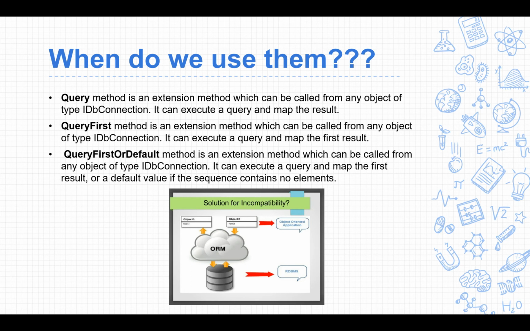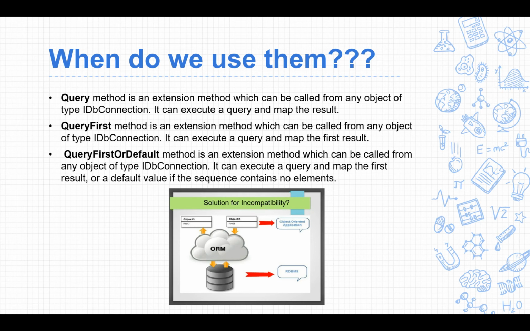For example, if the query returns the total number of rows in a table, then we can use QueryFirst or QueryFirstOrDefault. Or if we're trying to compute the average salary of an employee, it's still a single value, so we can use QueryFirst or QueryFirstOrDefault. The difference between them is that QueryFirstOrDefault returns the default value if the sequence contains no elements.